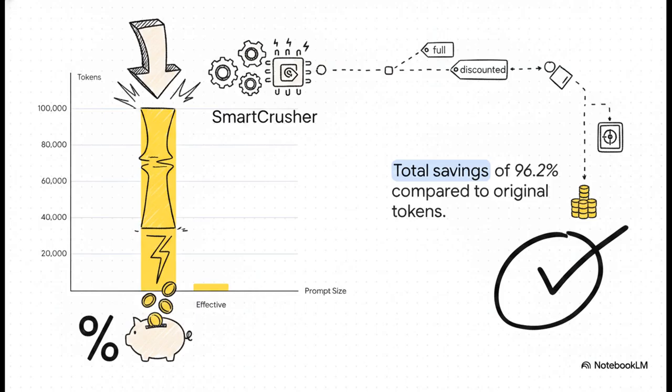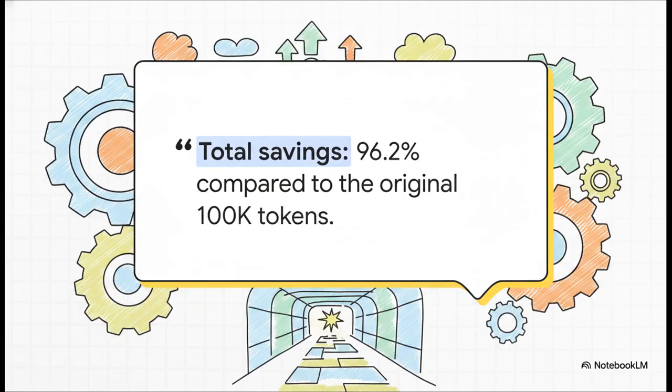You just delivered 100,000 tokens worth of value to the LLM, but you only paid for 3,800. And boom, there's our punchline. Total savings, 96.2% compared to the original 100K tokens. You see, that magic number we talked about at the very beginning of the explainer? It wasn't magic at all. It's literally just brilliant compounding math. By combining intelligent compression with structurally engineered stable prefixes, you're absolutely unlocking a completely different pricing tier for your application.